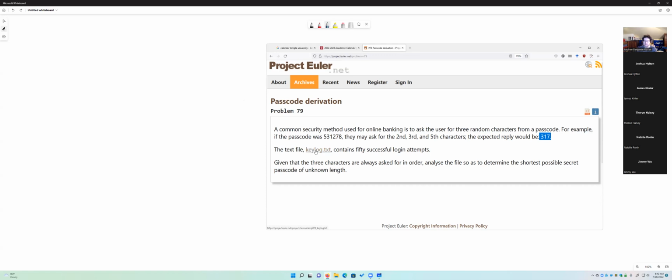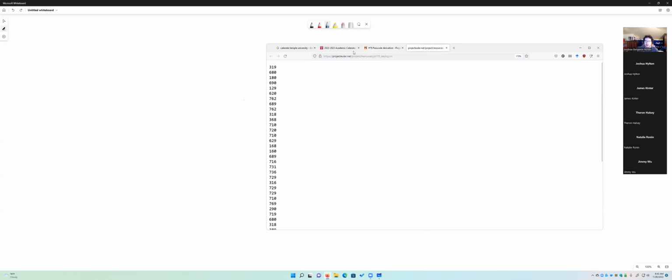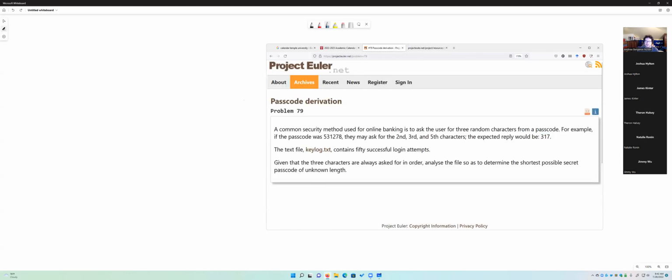There's a text log where somebody has exfiltrated 50 successful login attempts. Given that the 3 characters are always asked for in order, it's always going to ask you for the 2nd, 3rd, or 5th, but not the 3rd, 2nd, then 5th, or the 1st, 6th, and then 2nd. It's always going to be in order. So you could do 1st, 2nd, 6th, or 5th, 6th, 8th if yours is 8 long.